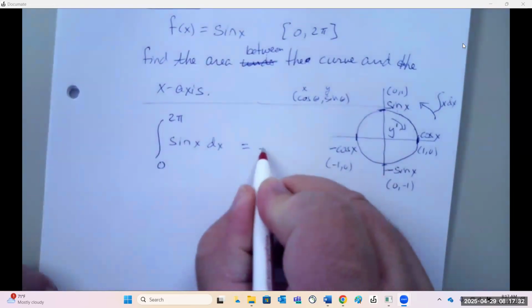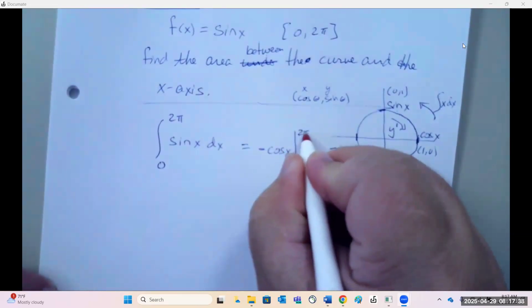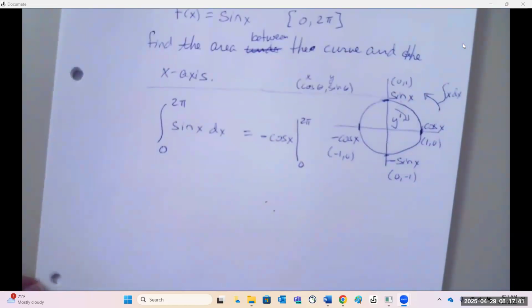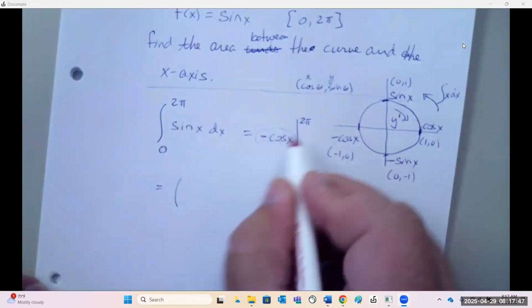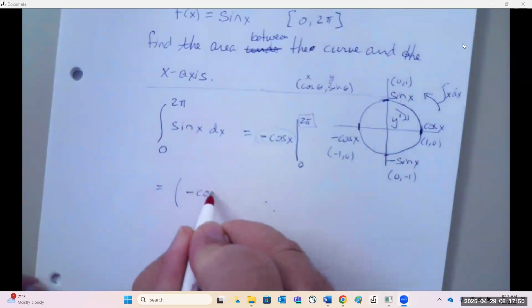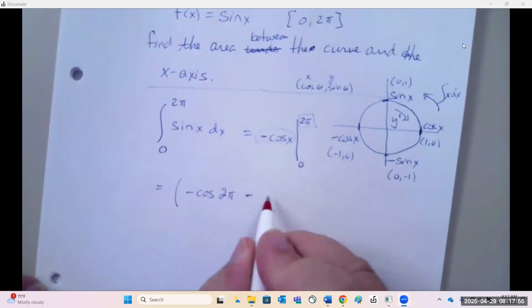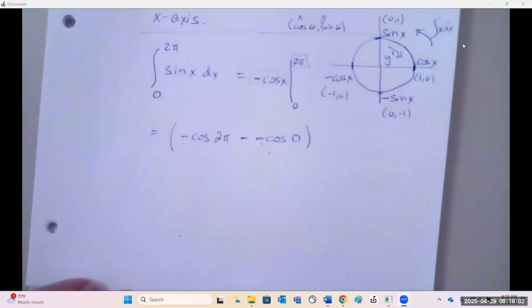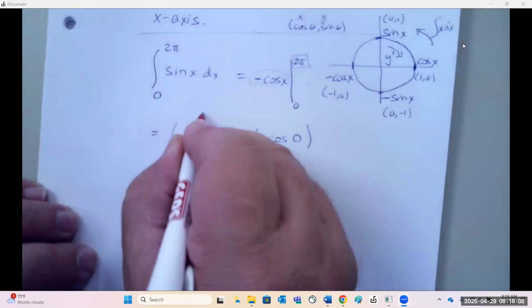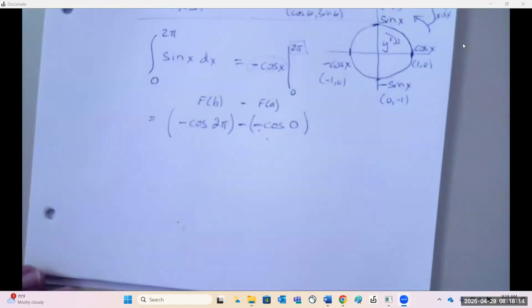So what's the integral of sine x? Negative cosine x. So it's negative cosine x from 0 to 2 pi. So we take our function, start off with the upper one, which is negative cosine 2 pi, minus the function at the lower, so it's negative cosine at 0. This is f of b minus f of a.